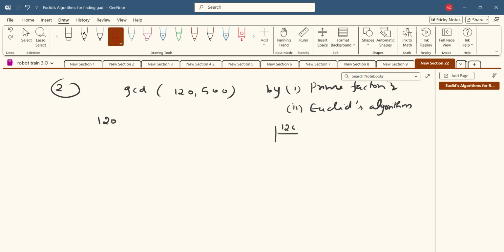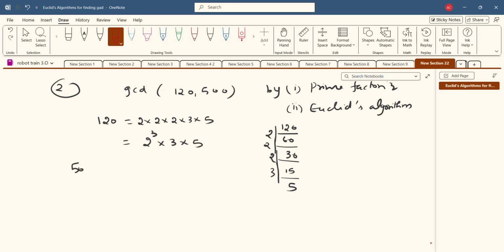So for 120, you can start with the first prime number, 2. So 2 into 60, another prime number 2, you can write it in the unique way. 30 into 2. Once again 2, 15, 3, 5. So how are we going to write 120 as prime factors? 2 into 2 into 2 into 3 into 5. In this way you can write the prime factors. This is equivalent to 2 cube into 3 into 5.